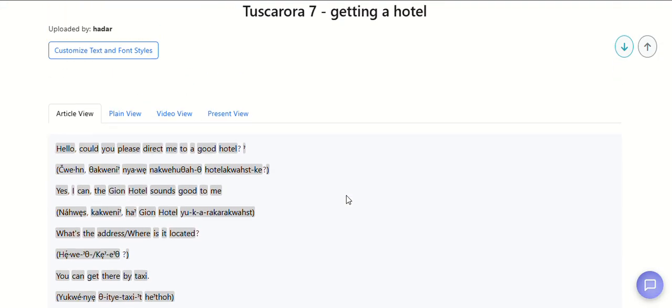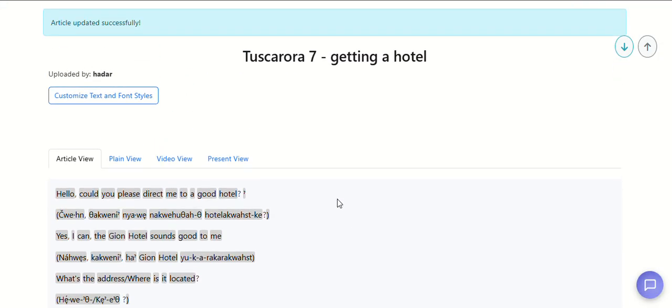But yeah, the next unit we're going to do, probably tomorrow, is going to be about once you're actually at the hotel. Like, do you have an empty room in this hotel, stuff like that, and then asking how much the prices are and getting into the room and all that stuff.